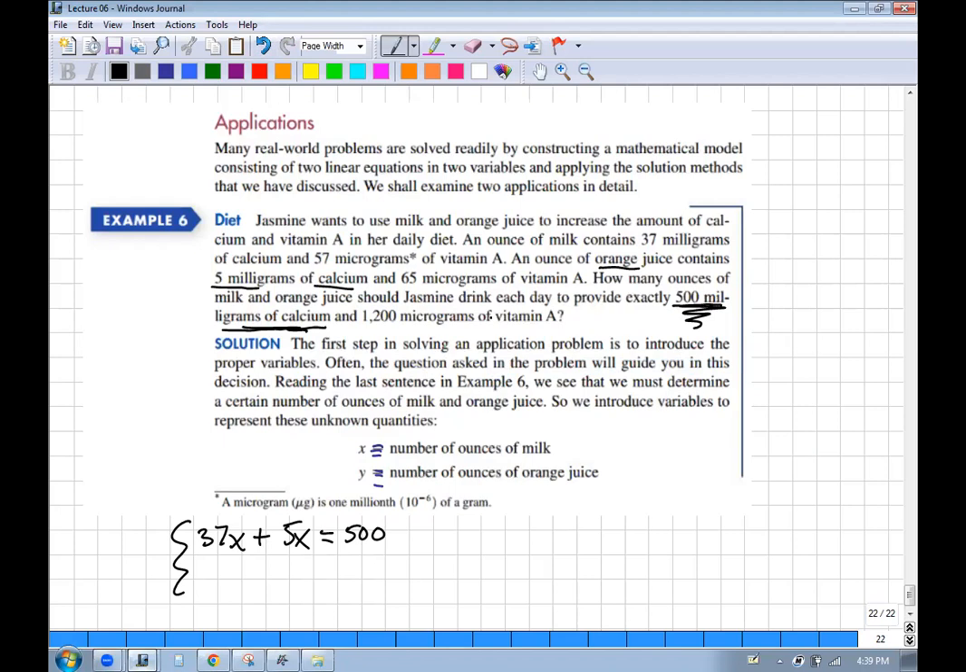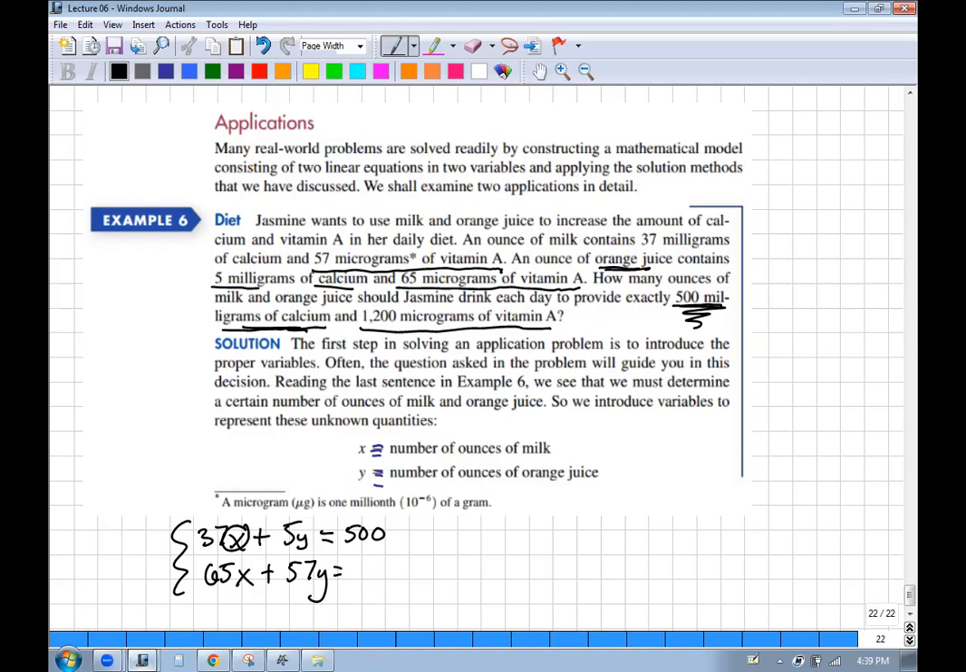They want 1200 micrograms of vitamin A. So let's look at the orange juice. Orange juice has 65 micrograms of vitamin A per ounce. So 65 micrograms times the number of ounces of orange juice. And let's look at milk. Okay, milk has 57 micrograms of vitamin A for every ounce. So 57 micrograms times the number of ounces of orange juice. This should have been a Y, I'm sorry, y'all.